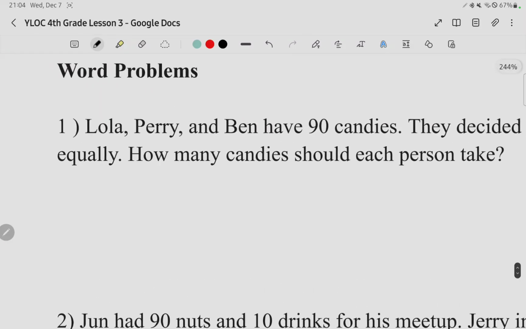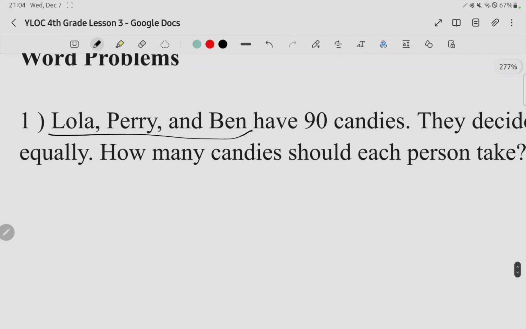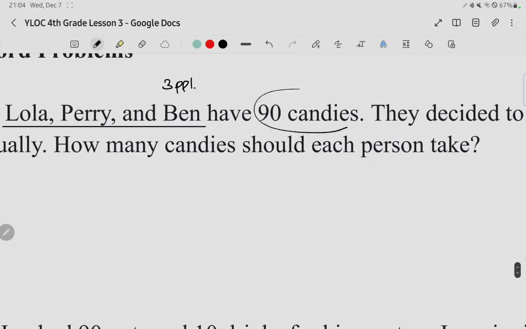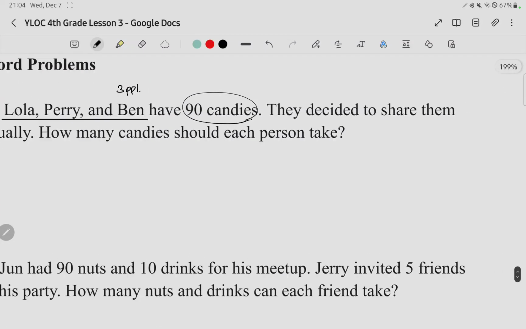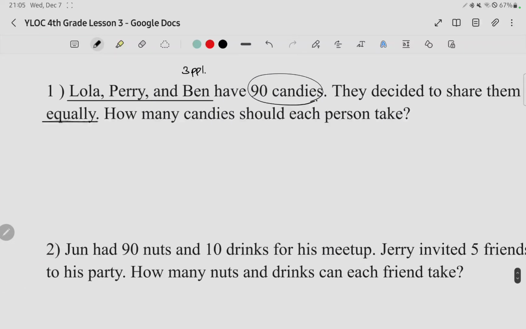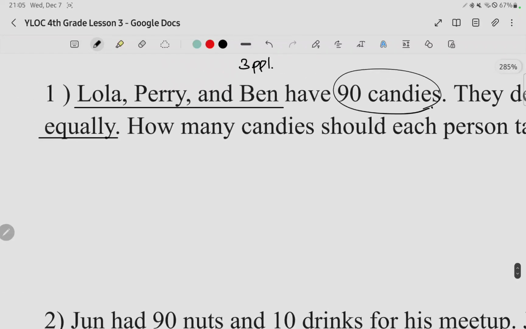Okay, let's do number 1. These 3 people have 90 candies. They decided to share them equally, meaning all the people have the same amount of candy. How many candies should each person take? There are several ways to approach this question, but I am going to use division. So let's say that we have 90 candies, and there are 3 people.